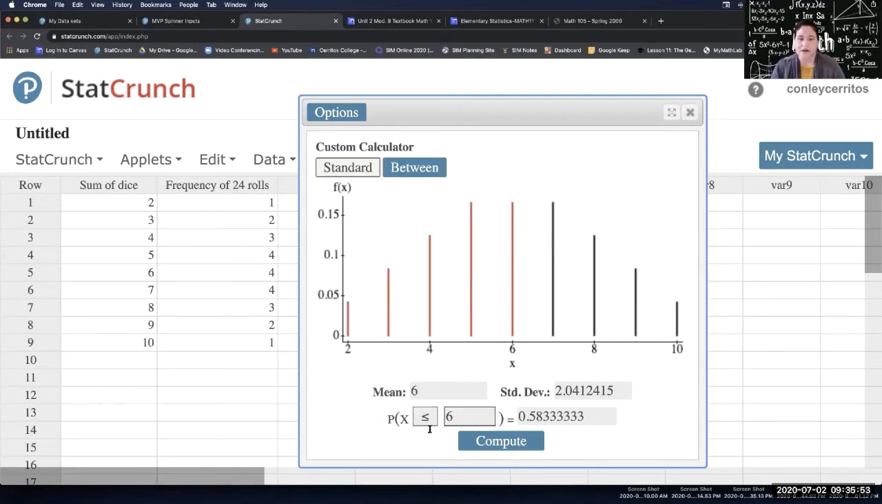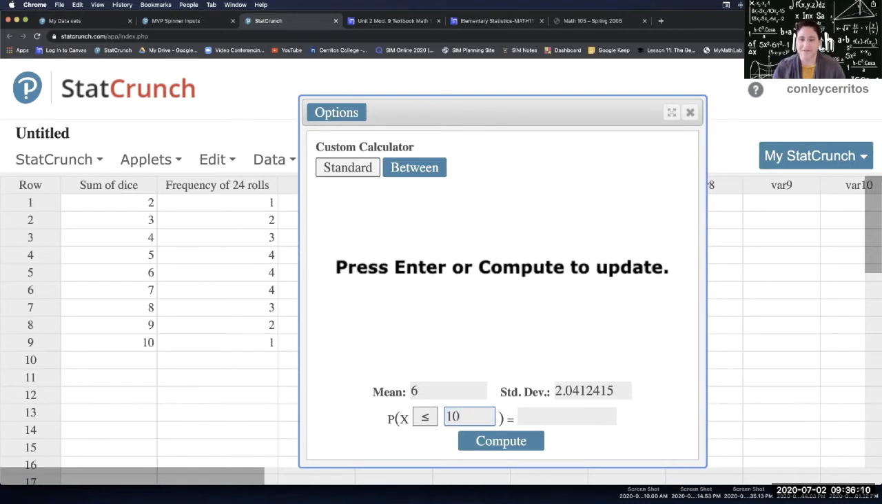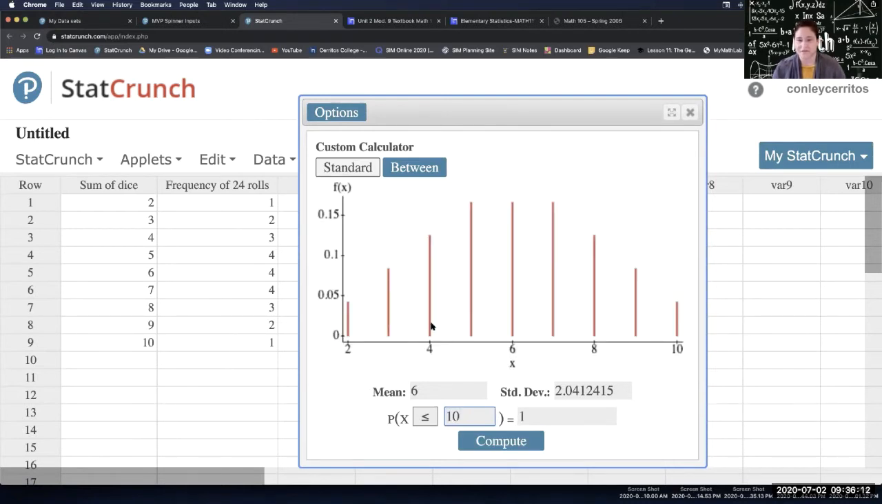If I do, what's the probability that I roll a 10 or less? You should know this immediately. A 10 or less should be what? 100%, because all of my values, notice all of them come up red. All of my values are 10 or less. So bam, 100% there.